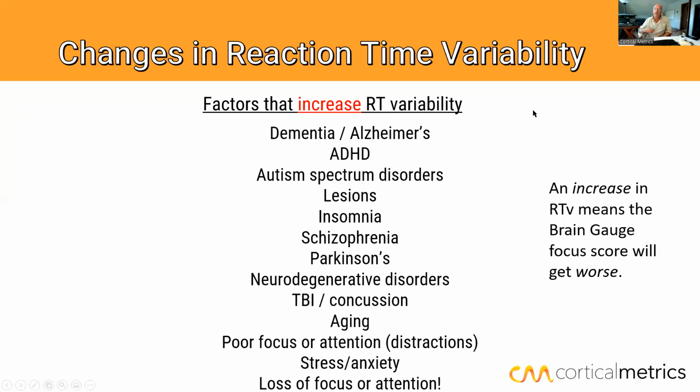Now, what is reaction time variability good for? An increase in RTV means that the brain gauge focus score will get worse, so you want low variability. There are a lot of things that increase reaction time variability or make your focus score worse. Loss of focus or attention is one of them. Again, a lot of noise, a lot of distractions, or just inability to attend to the stimulus. If you can't stay on task, then your reaction time variability is going to be high and your focus score is going to be poor. Here's a whole list of different things that have been shown in the literature, but you can find out on your own what impacts you and your reaction time variability. You just get a brain gauge and look.